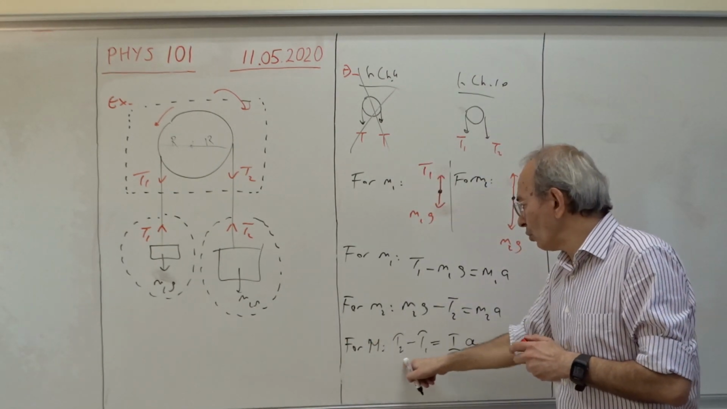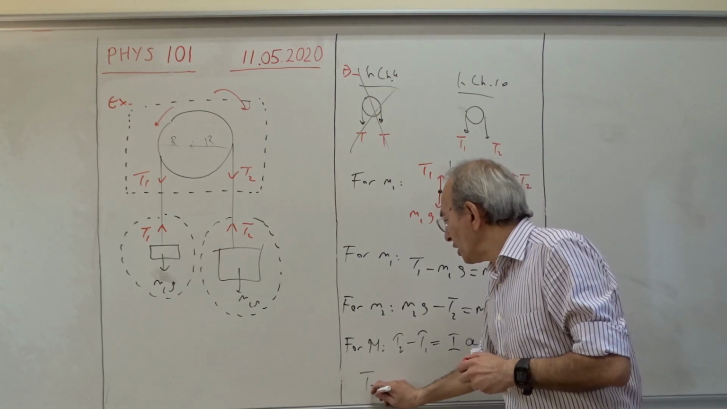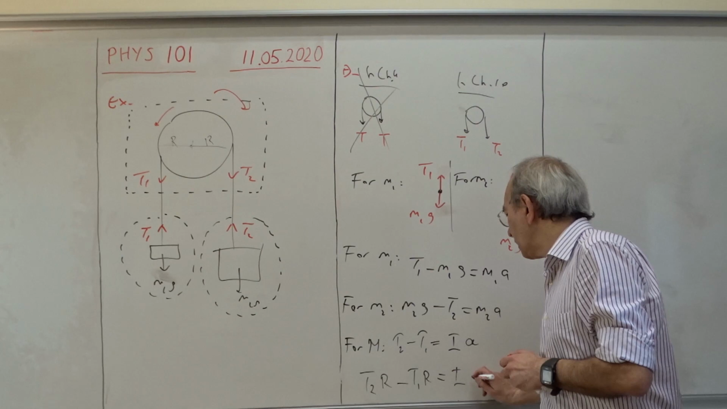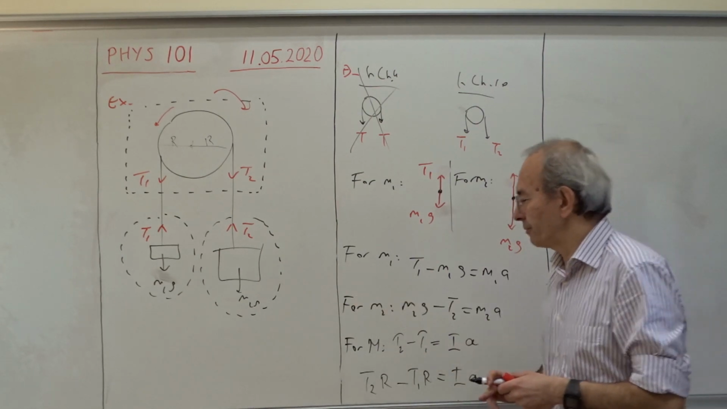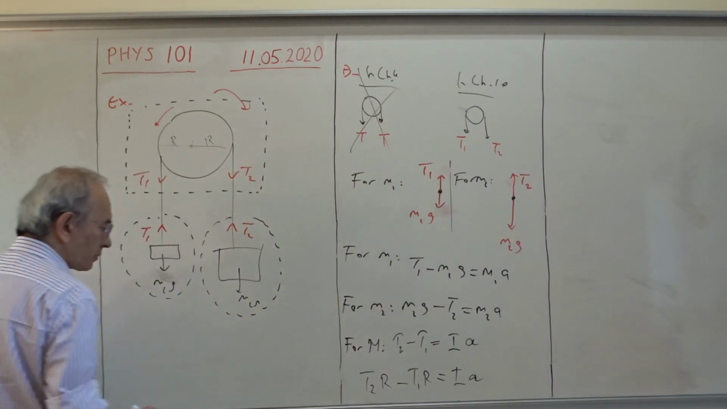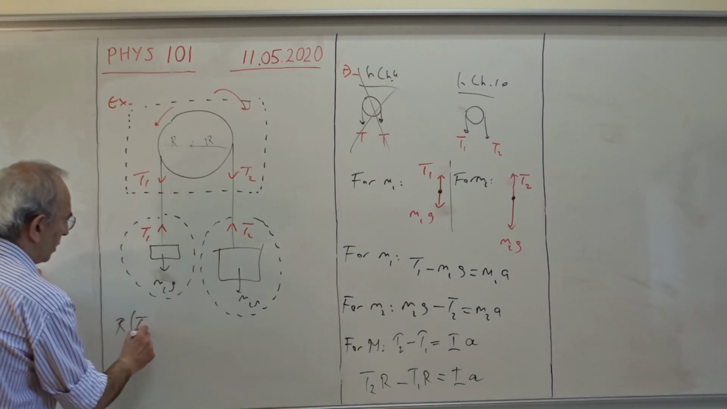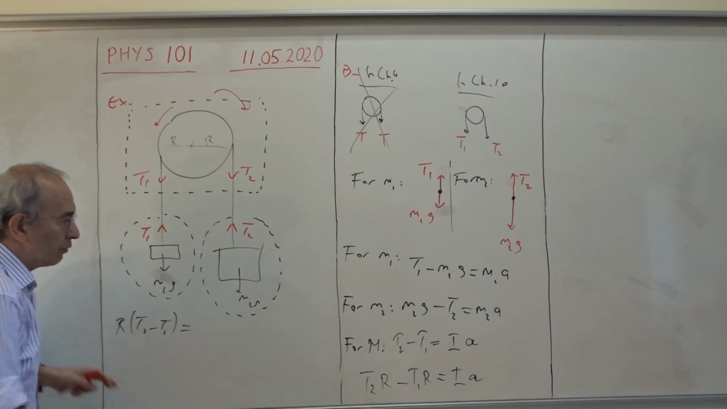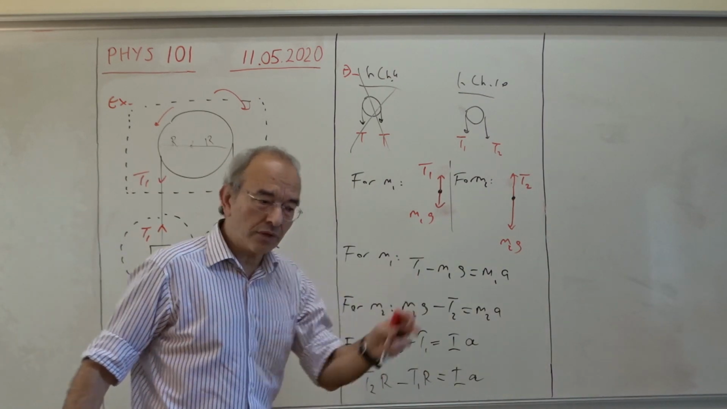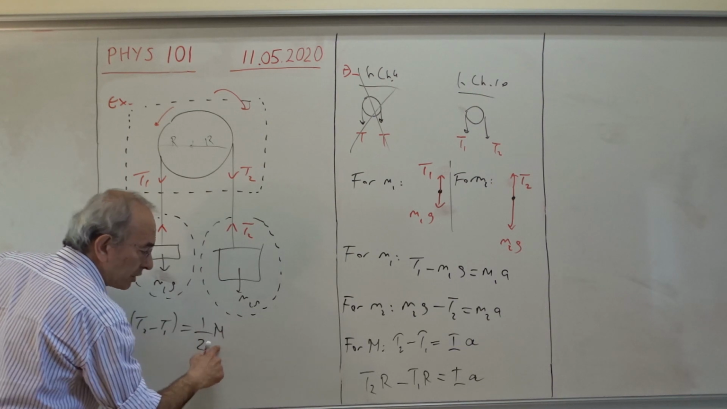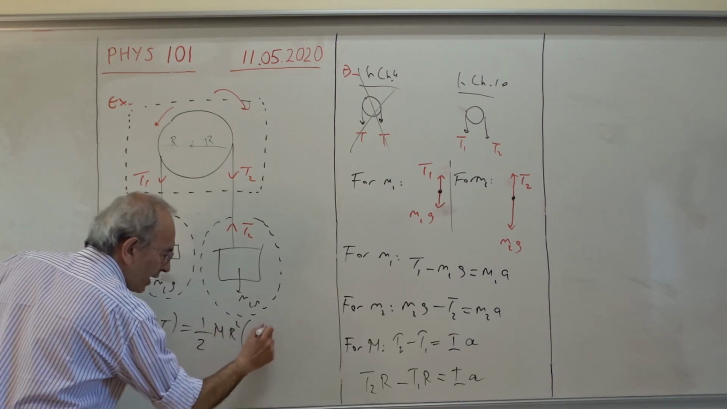But what is tau 2 minus tau 1? It is T2 times R minus T1 times R. It is I times alpha. Let me continue here. So we have R times (T2 minus T1). What is the right-hand side? Inertia. What was it? It was given as 1/2 capital M R squared.